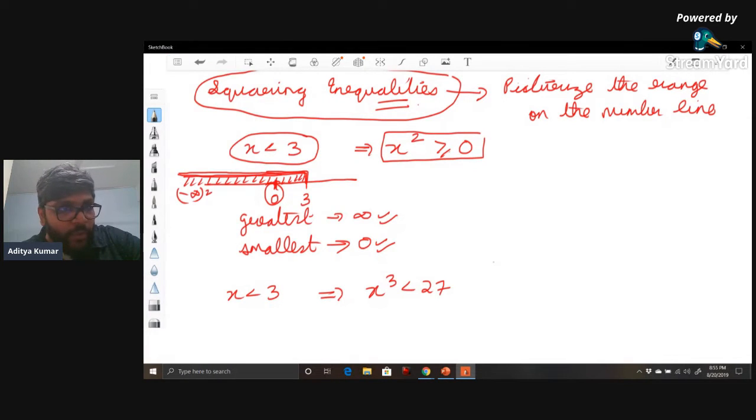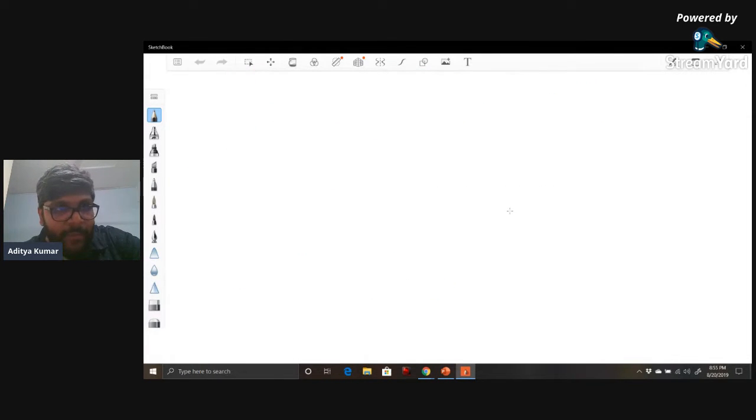Perfect. So let's try one more. Let's change the ranges slightly so that you get a hang of this. I want all of you to try this out. I want you to take the range x is greater than 3. Draw out the number line, picturize the range on the number line, and tell me what should be the range for x square.